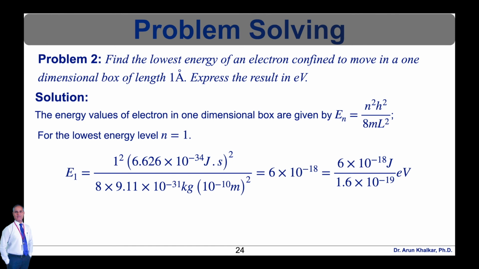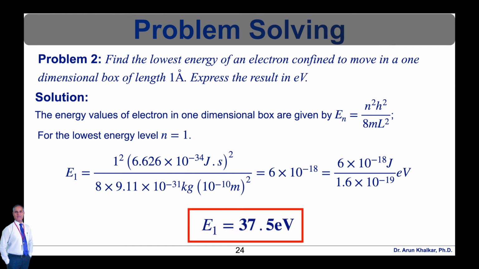So this is in joule. Let's convert this value into electron volt. So E1 is equal to 6 × 10^-18 joule divided by 1.6 × 10^-19, which gives the electron volt. We can get E1 is equal to 37.5 electron volt. So this is the solution of problem number 2.